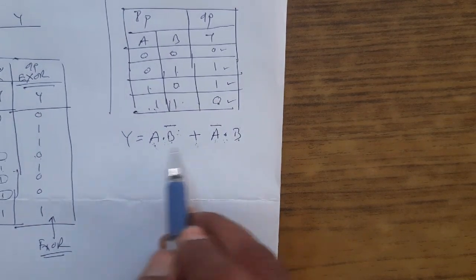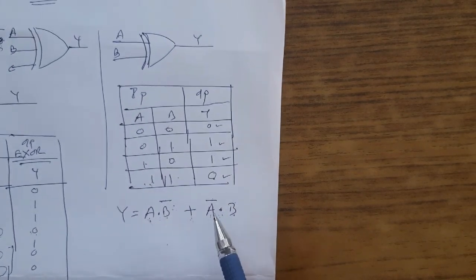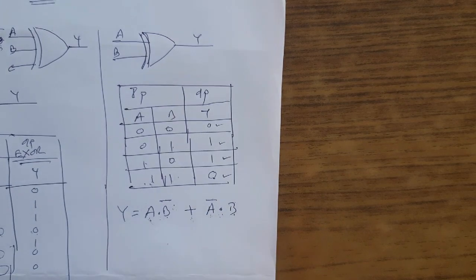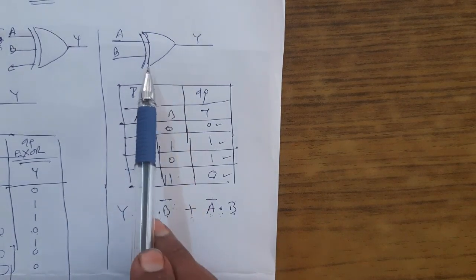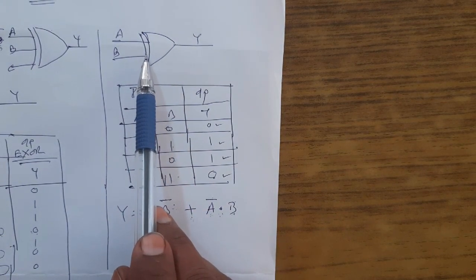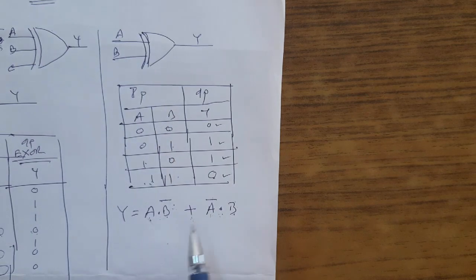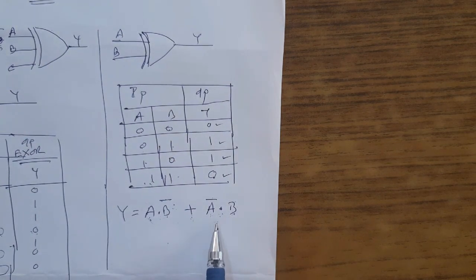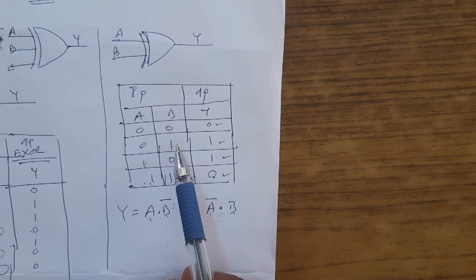Therefore this can be treated as the logic equation for the XOR gate, the 2 input XOR gate. Hence typically I can say that this is the 2 input XOR gate symbol, this is the 2 input XOR gate logic equation, and this is the 2 input XOR gate truth table.